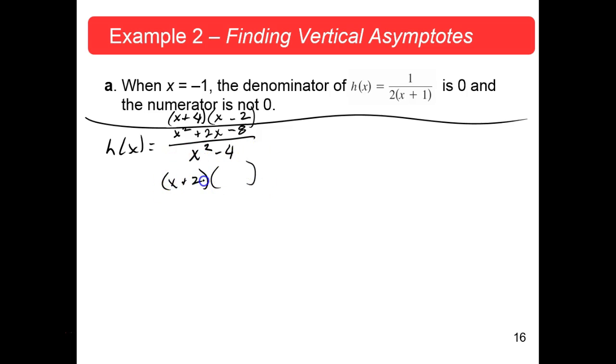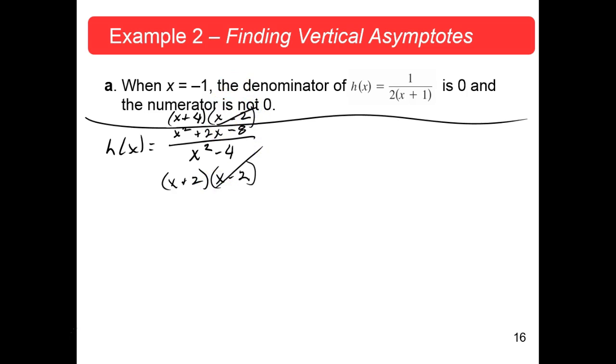x plus 2 times x minus 2. Now, if we had not factored everything in sight, numerator and denominator, if we had just factored the denominator, we may have guessed x equals 2 and x equals negative 2 are your two vertical asymptotes. Not so here, because x equals 2 would make your numerator 0 as well. That can't happen. So by factoring, we see these go out.